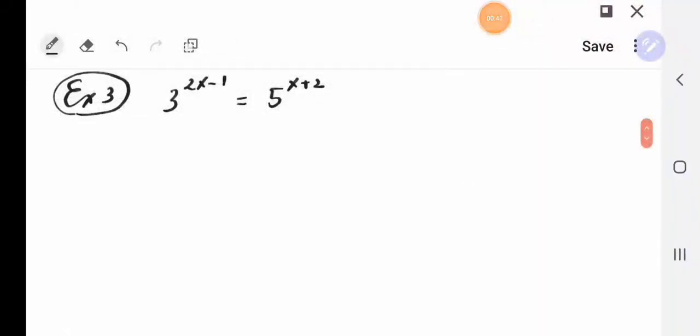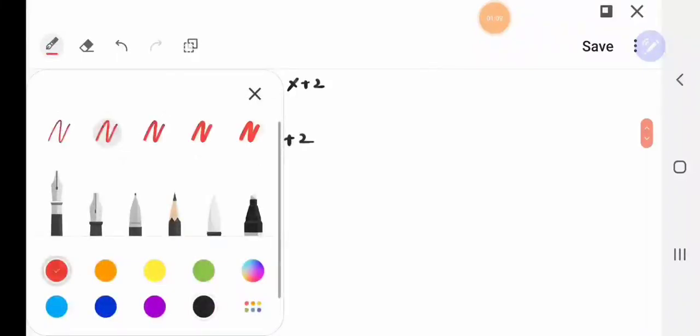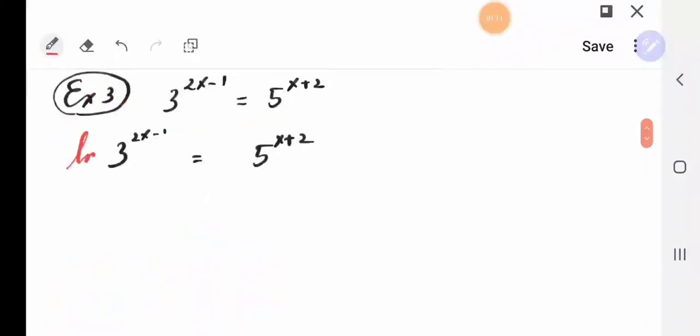Example 3. Here is an equation containing exponential form. Okay, the bases are different, so we can take logarithm on each side, and you can take natural logarithm or common logarithm. So in this case, let's take natural logarithm. So 3 to the 2x minus 1 is equal to 5 to the x plus 2. So let's take natural logarithm on both sides, ln.